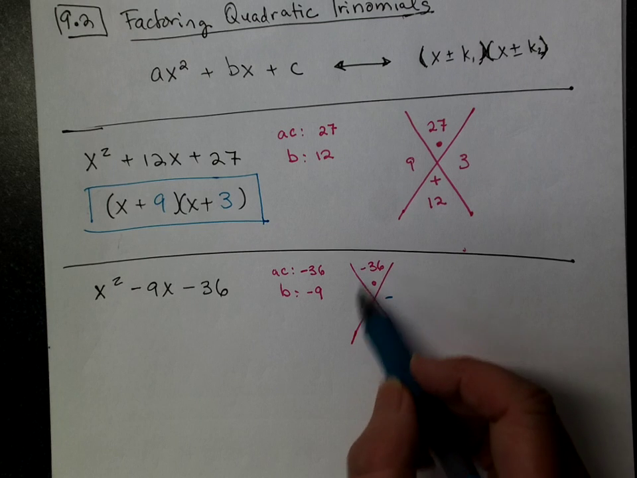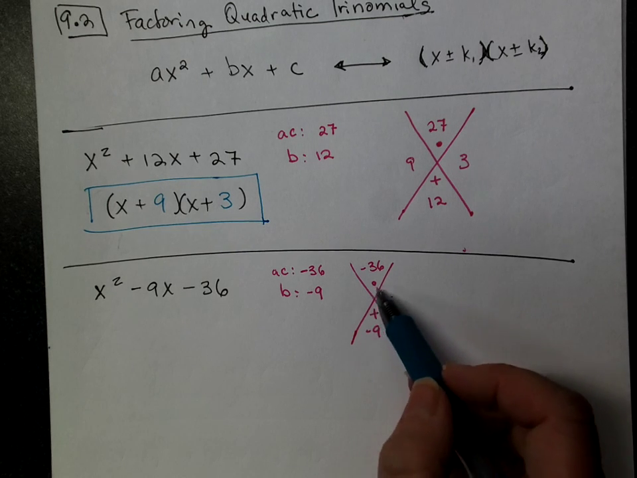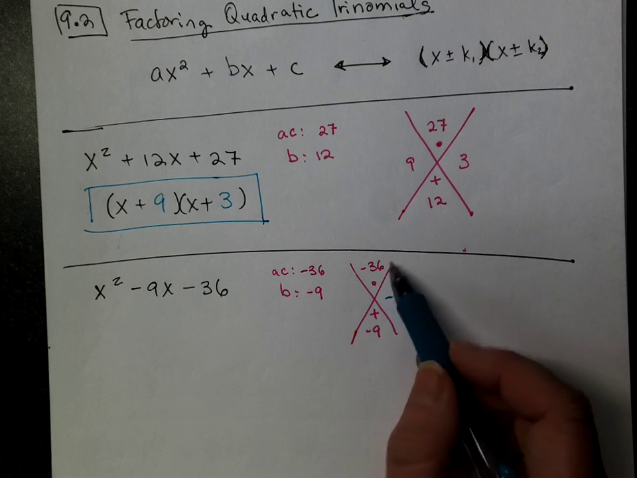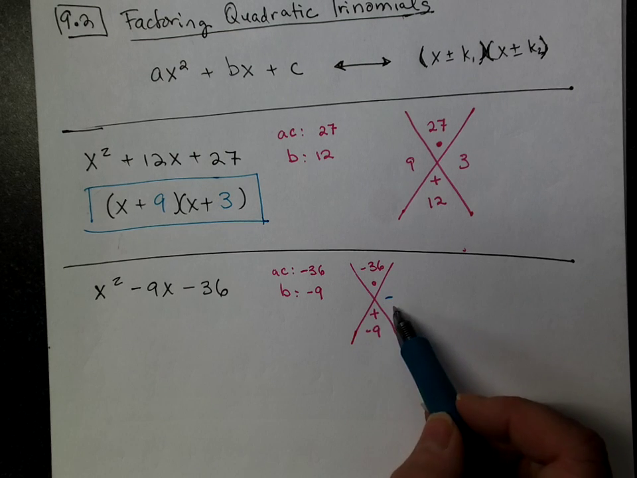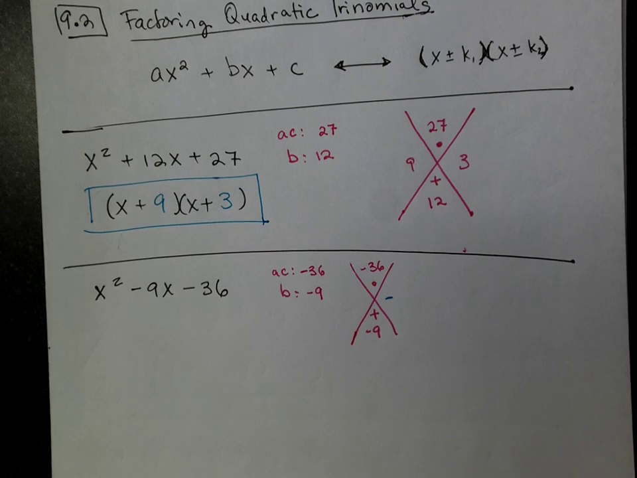So you're really looking for the difference between two numbers here. Two numbers that multiply, one positive and one negative, to make negative 36, but one positive plus one negative. So you've got some big negative number and some smaller positive number that add to negative 9. And what does that give you?